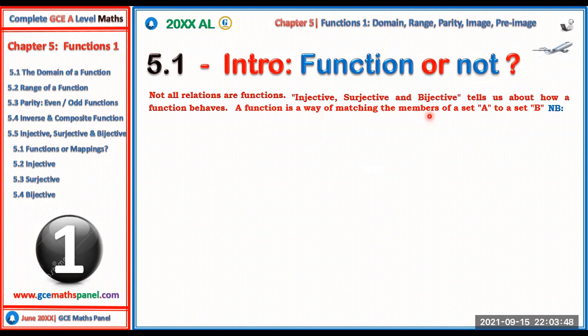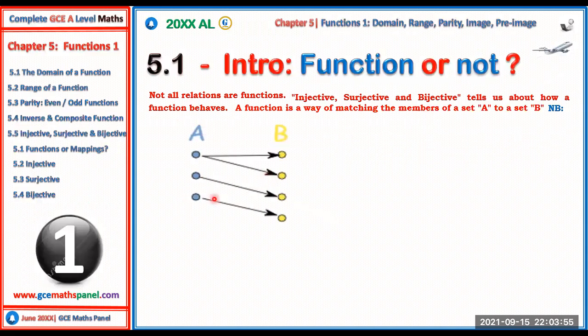Let us look at the following. I'm going to show you what is a function and what is not a function. Now let's consider this relation where the elements of set A are mapped onto set B. So here we have set A and that's set B. This set is called the domain. How do we call this other one? The codomain. All right, so this is the domain and this is the codomain.